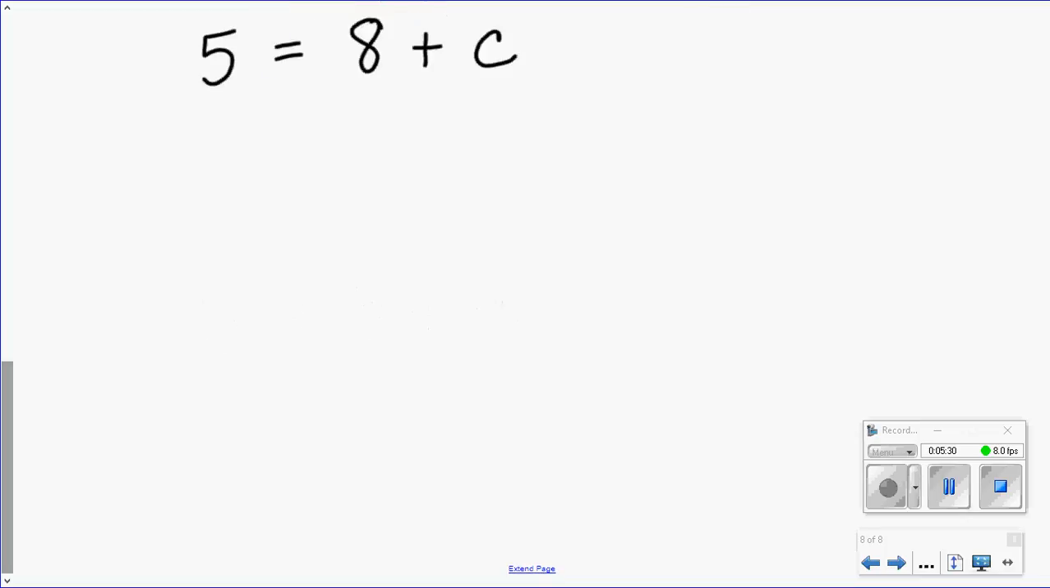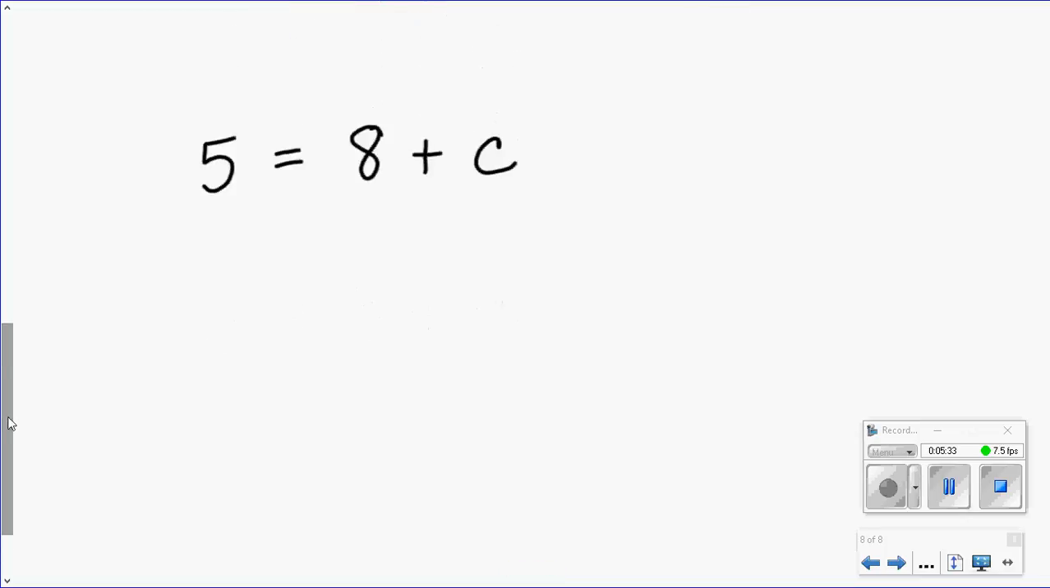So a couple things look a little awkward here, except for the fact that I know I still want to get this by itself, so this is what's attached to it. It's 8 plus C, so I know it's an add-subtract one. How do I get rid of this number here? How do I get rid of this 8?